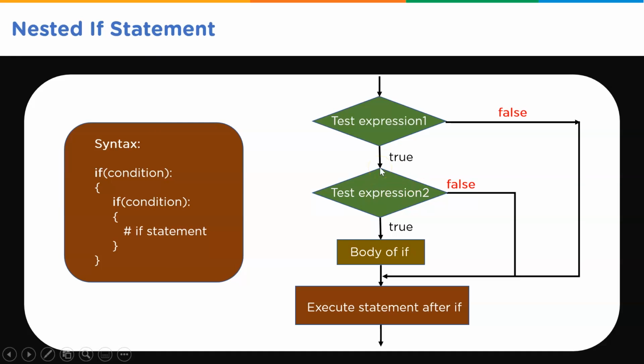So here is how the flow chart or the flow diagram looks. First we are evaluating expression 1, which is this condition. If it is true, we are going inside and checking the second condition. If that is also true, then we are running the body of if, which is this part of the syntax. And later, if there are any statements outside the if condition, we are executing those. In case the first test expression evaluates to false, we are coming outside and directly printing whatever is outside the if condition. Let's see this with the help of an example.